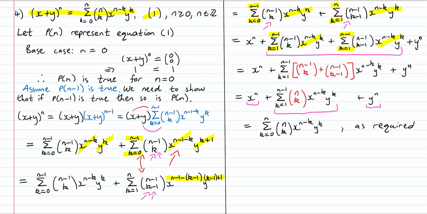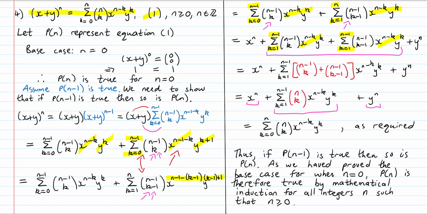Okay, so we've shown then that if p of n minus 1 is true, then so is p of n, and as we have proved the base case for when n equals 0, p of n is therefore true by mathematical induction for all integers n such that n is greater than or equal to 0. So we'll note that down. So we have now finished our proof of the binomial theorem, and that concludes question 4.